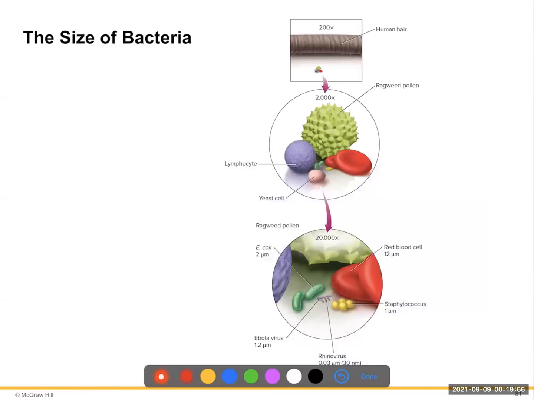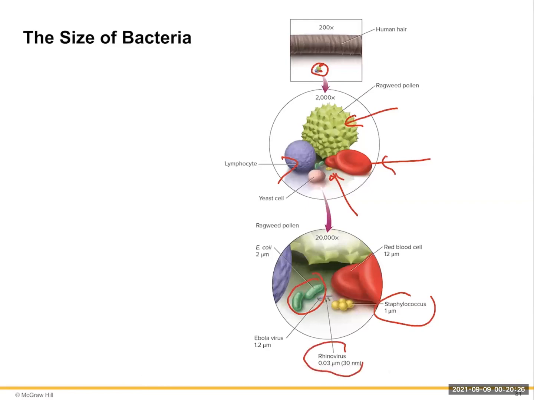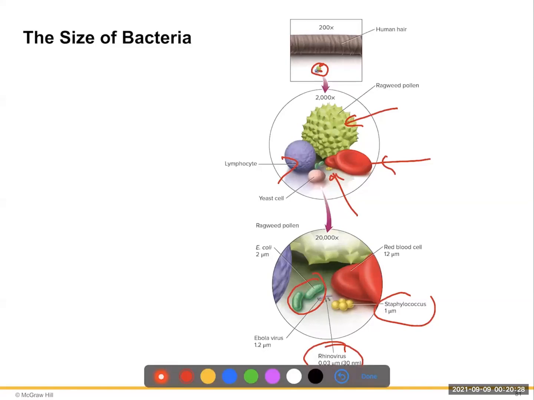Bacteria are very small, what we're dealing with. This is a human hair. This is the size of the next step. This is a pollen. This is a red blood cell. This is a lymphocyte. And down here are your bacteria. These are Staphylococcus down here, and this is E. coli. So you can see how small bacteria are in comparison to the rest of things in the human body. And viruses are even smaller than that. This is a rhinovirus right down here, even smaller than bacteria.